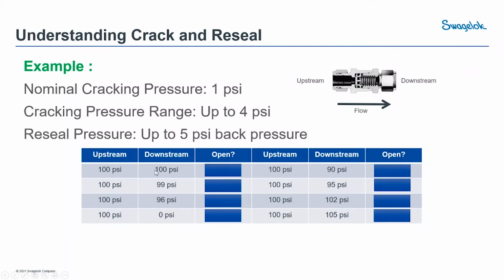So if you have 100 PSI upstream and 100 PSI downstream, is the valve going to be open? I prefer doing this slide when I've got a group of people in front of me so you can all give the answer back to me, but feel free to answer yourself. The answer here is going to be no. We have no differential, right? So you're not going to expect that valve to be open under those specific conditions. Now if we move to 100 PSI upstream and 99 downstream, we've got a 1 PSI cracking pressure.